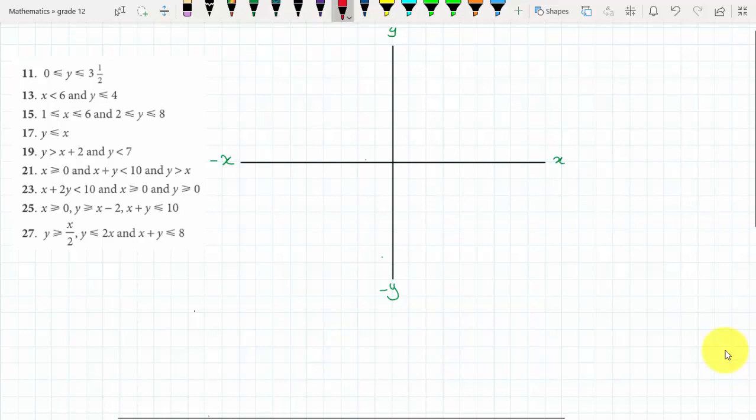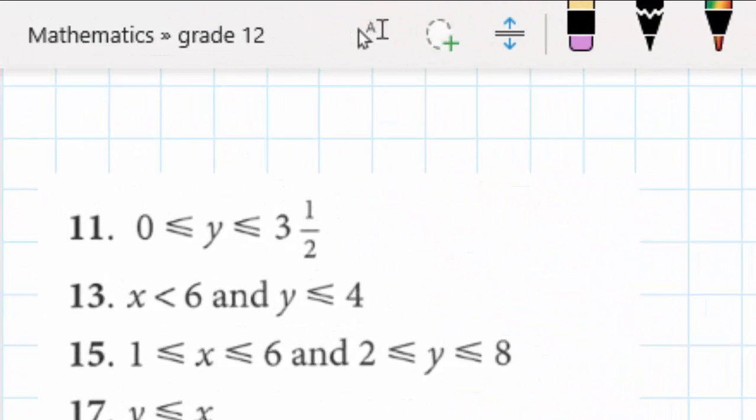The questions are quite similar, that's why I'm going to solve these questions. Each question here is similar to a question in the other column, like question 10, 12, 14, 16, 20, all the way to 26. Now the first one, question 11, y is between 0 and 3 and 1 over 2. 3 and 1 over 2 is 3.5.